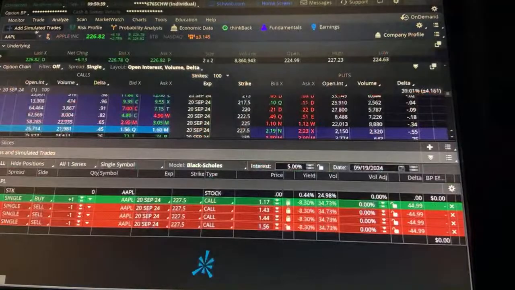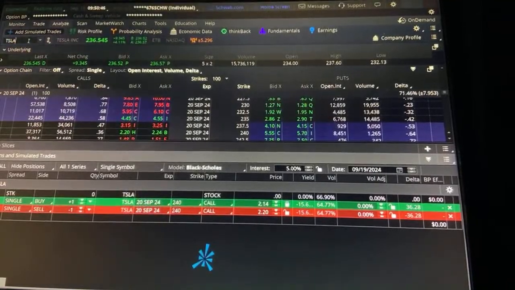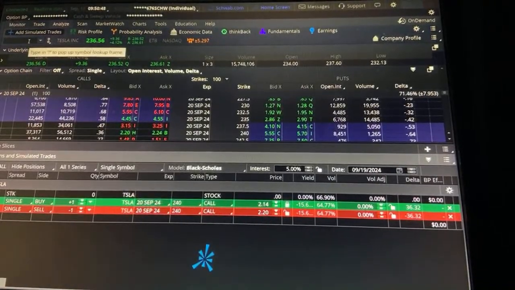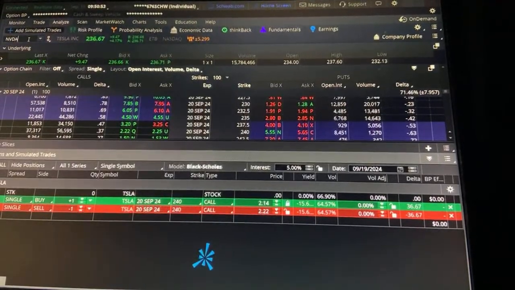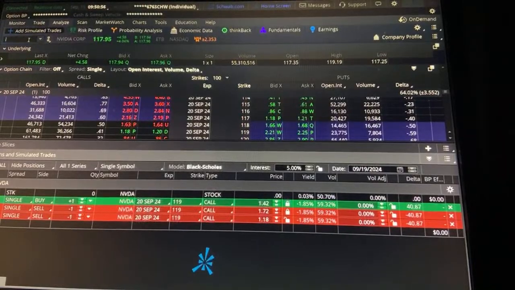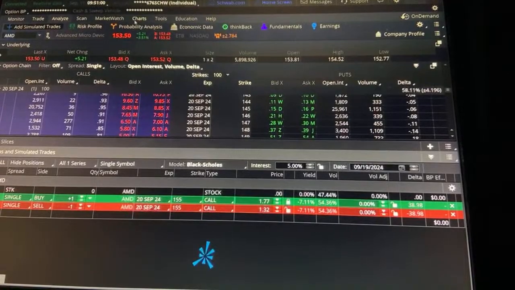All right, Tesla did pop to a new high. Apple at a new high. Tesla popped to a new high. NVIDIA pulled back a bit, and AMD pulled back a bit.